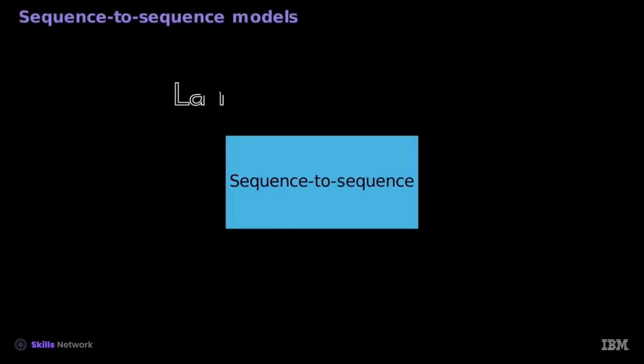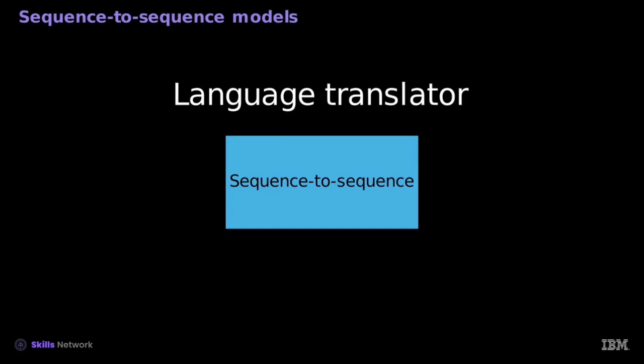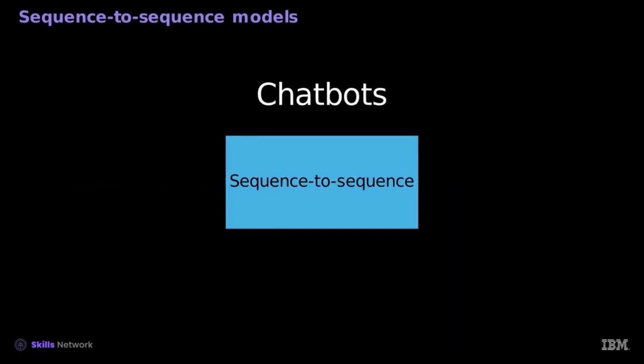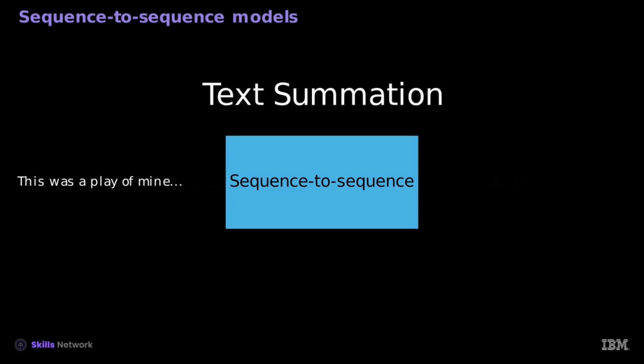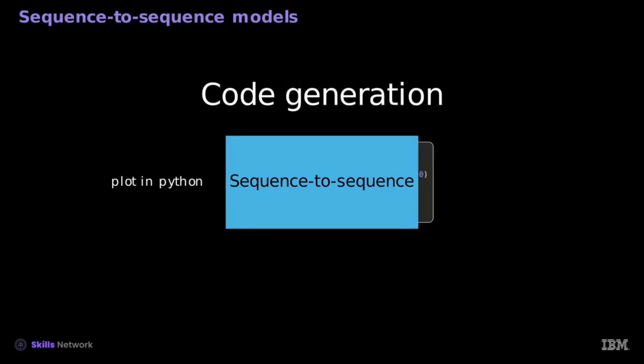Sequence-to-sequence models within generative AI are used in machine translation, such as converting English phrases into French. Chatbots transform your queries into conversational responses, while summarization algorithms condense extensive texts into concise summaries. With code generation, you describe your task, and the AI generates the appropriate code.